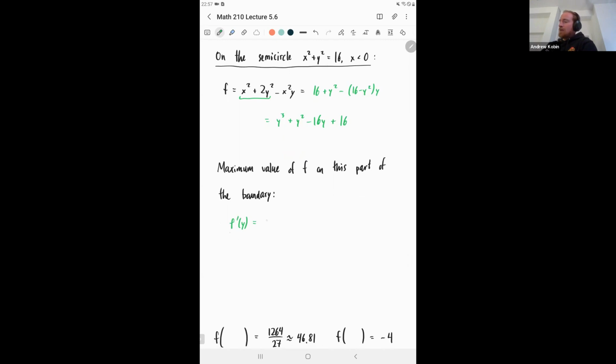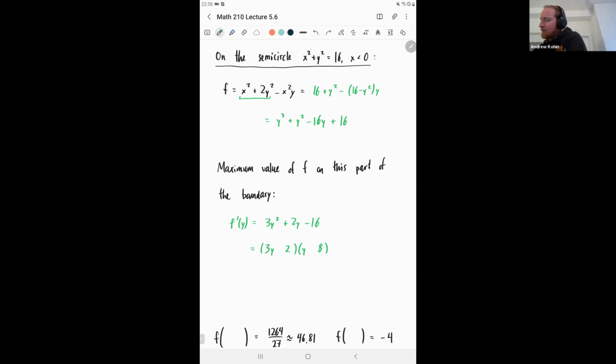The first derivative is going to be 3y squared plus 2y minus 16. It turns out we can factor this as 3y plus or minus something, times y plus or minus something. So we need the 3y and the y to give us 3y squared. We need two numbers that multiply to give us negative 16. Let's start by thinking about 2 and 8. If I put a 2 here and an 8 here, I want them to add up to 2.